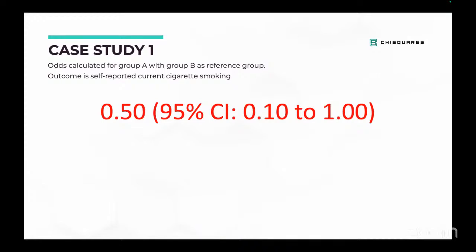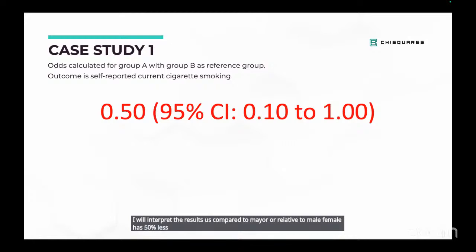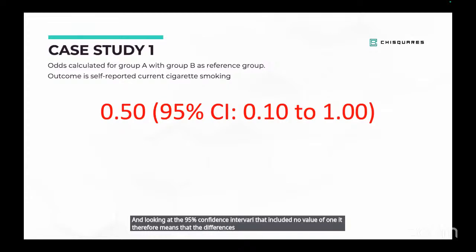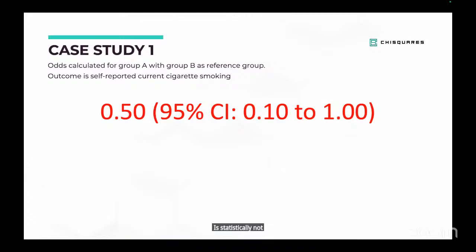I will interpret the results as: compared to male, or relative to male, female has 50% less odds of smoking. Looking at the 95% confidence interval that includes the null value of 1, it therefore means that the difference in the habit of smoking between male and female is statistically not significant.